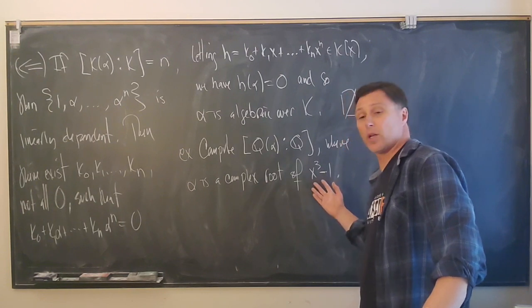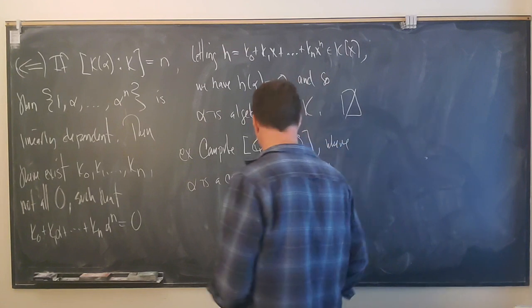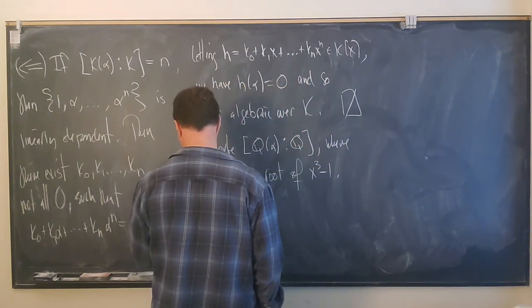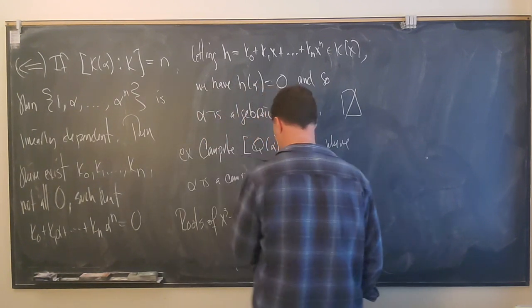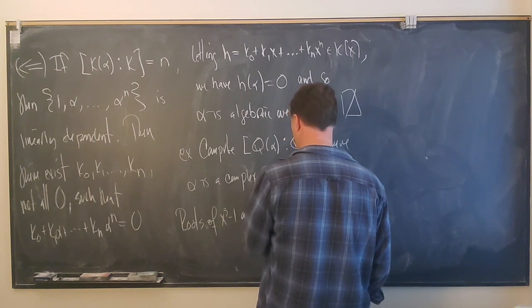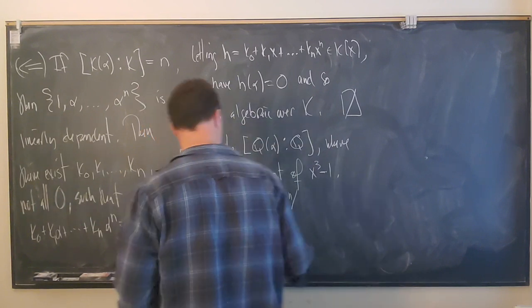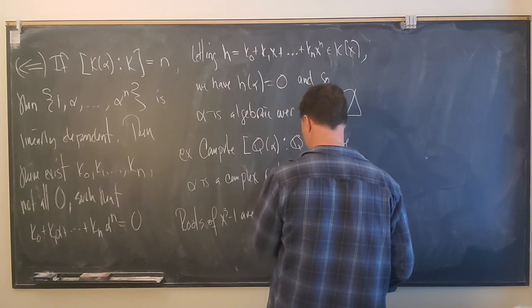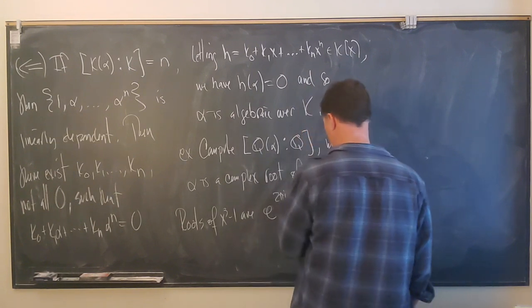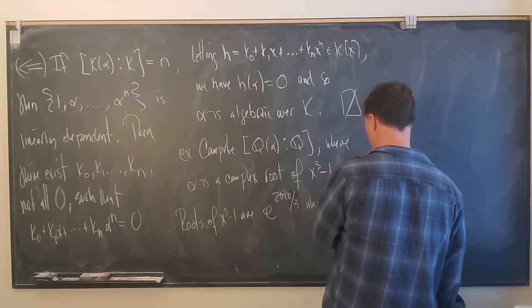Right, so the roots of this polynomial right here, these are the third roots of unity. So the roots of x cubed minus 1 look like e to the 2 pi i n over 3, where n equals 0, 1, or 2.